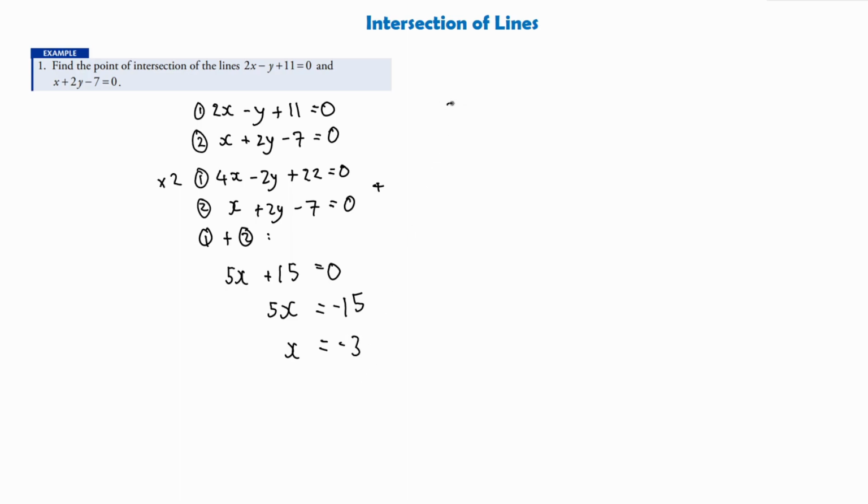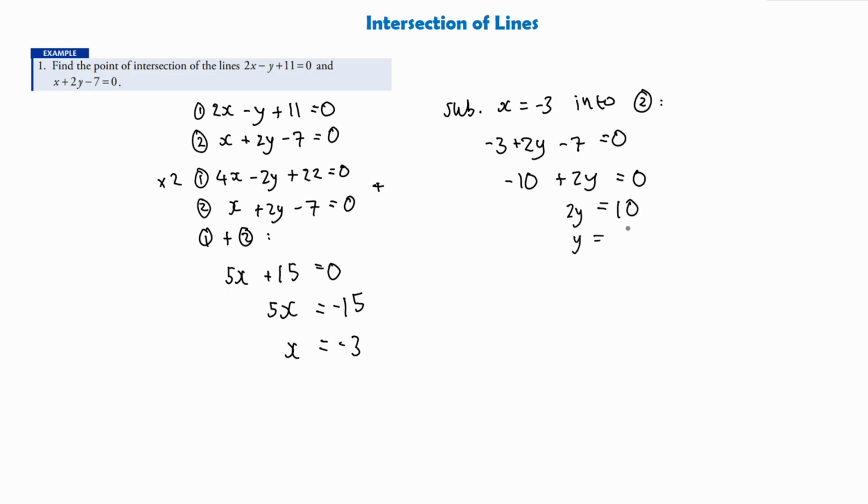Now, as we do with simultaneous equations, to work out the other one, we just substitute the fact that we've worked out that x is equal to minus 3 into one of our equations. Let's go with equation 2. It's completely up to you to use 1 or 2 though. So we've got x is equal to minus 3, and we've got plus 2y minus 7 is equal to 0. We're just solving for y here. Firstly, minus 3 minus 7 is minus 10, so we have minus 10 plus 2y is equal to 0. We'll just add 10 to both sides to get that 2y is equal to 10, or y is equal to 5.